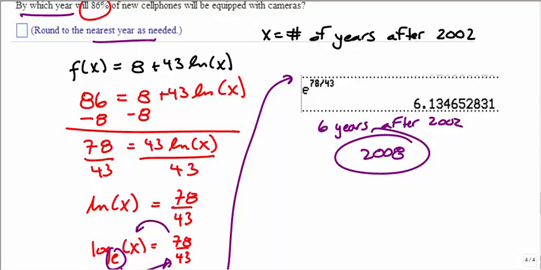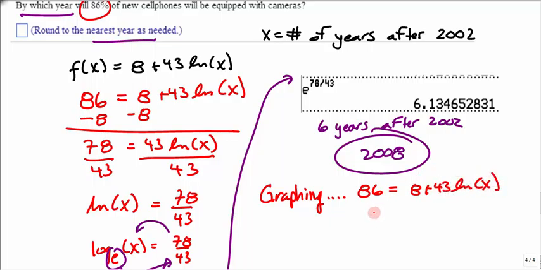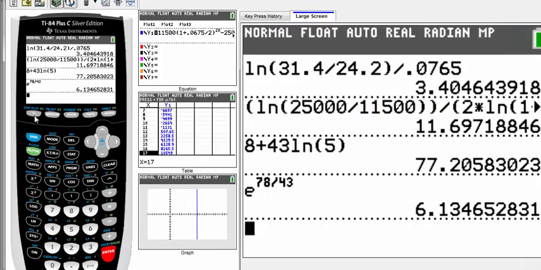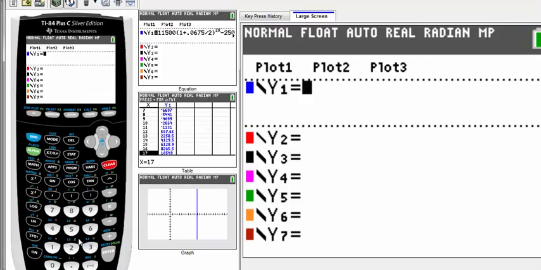Now, another way that we could have solved this is by graphing. So let's go ahead and look at this by graphing. So if we look at this graphically, I have 86 equals 8 plus 43 ln of x. I could go ahead and subtract the 86 to get it set equal to 0. So I could have 8 plus 43 ln of x, and then outside the argument of the ln I have minus 86 equals 0. Now if you want to simplify that a little bit, you can, like combine the 8 and the negative 86, but it's not necessary. So let's go ahead and look at the graph. So we have 8 plus 43 ln of x.